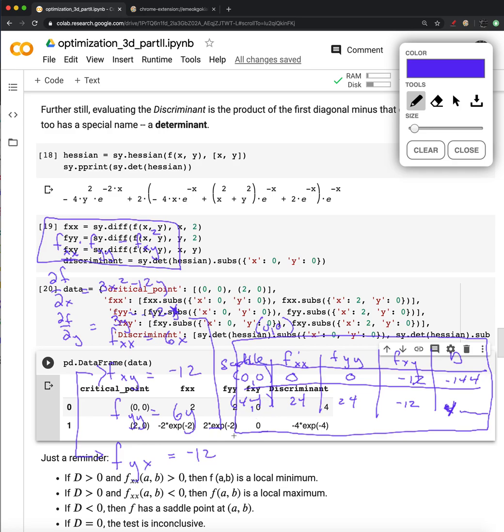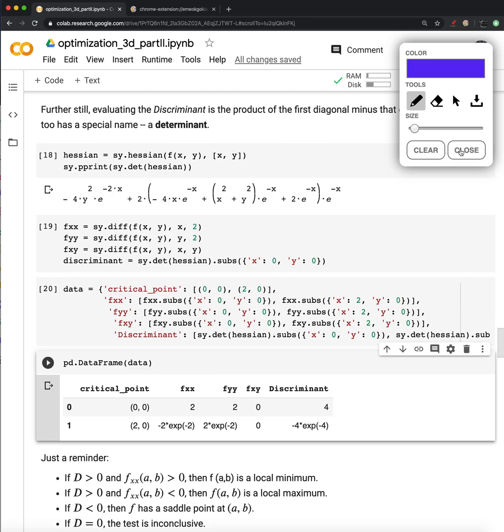And if it's positive, which it is here, then it's going to depend on the sign of the second derivative with respect to x. If that's positive, then it's a minimum. If it's negative, it's a maximum. And it's 24, so it's positive, so we've got a local min at 4, 4. And there we go. That's that.